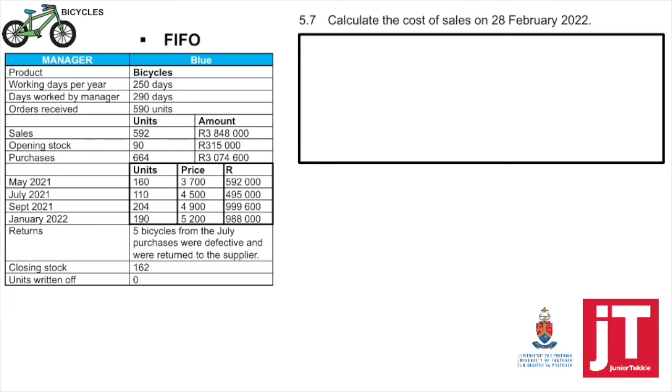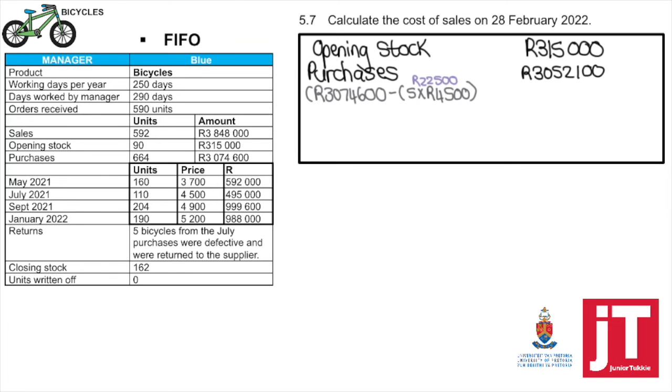Question 5.7 focuses now on the bicycles. Remember that the bicycles we're using FIFO. So they've asked us to calculate the cost of sales on 28 February 2022. Cost of sales is my opening stock plus purchases plus carriage plus any other cost minus my closing stock. If I look at what has been given to me, my opening stock is given 315,000. My total purchases, but now make sure that you read all the information.